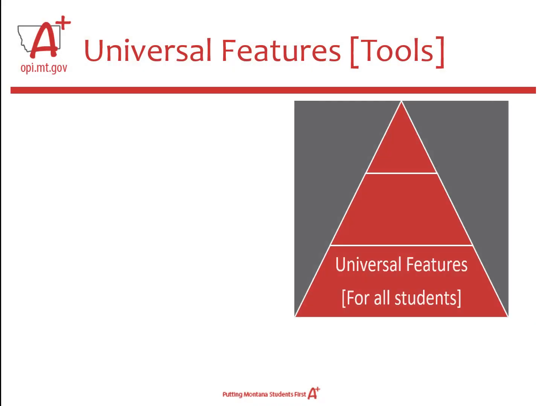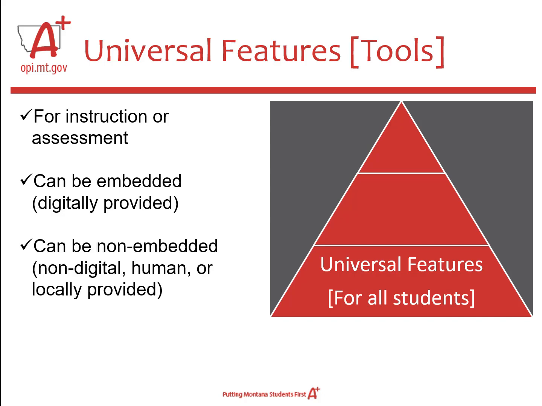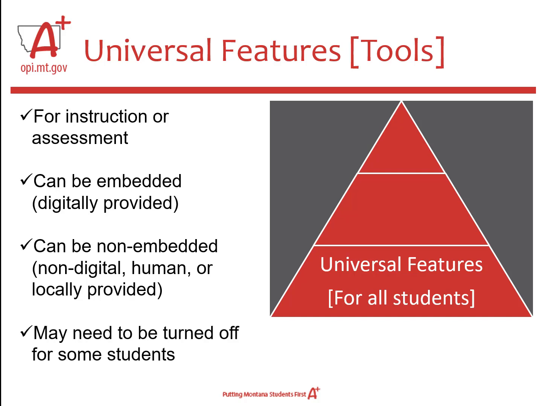Universal features, also called universal tools on the Smarter Balanced Assessment, are available to all students as they access instruction or assessment content. Universal features may be embedded or non-embedded. Although universal features are generally available to all students, educators may determine that one or more might be distracting for a particular student and may need to indicate that the feature should be turned off for the administration of the assessment. Educators need to pay special attention to non-embedded universal features to make sure they are provided.